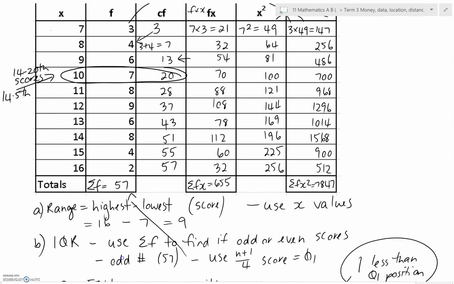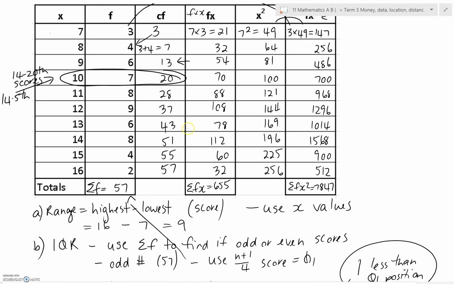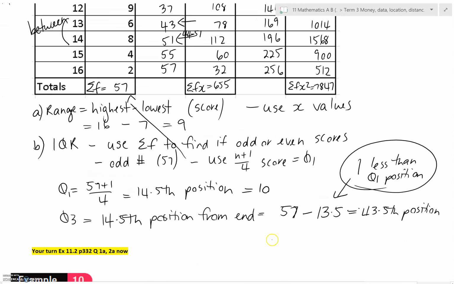So let's go back up to our frequency. So up to here is 43 and in here is 44 to 51. Now this time 43.5 falls somewhere between them. So we are going to have to work out an average here. So in this case, it's going to be in row 13 and maybe in row 14. So we need to work out the average between the two. So 13.5 here.